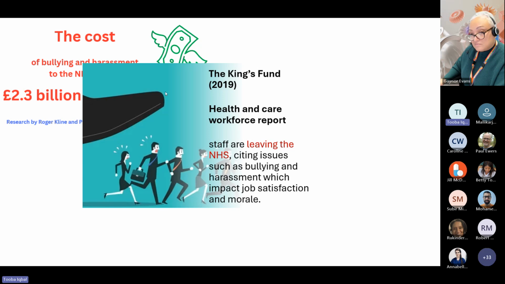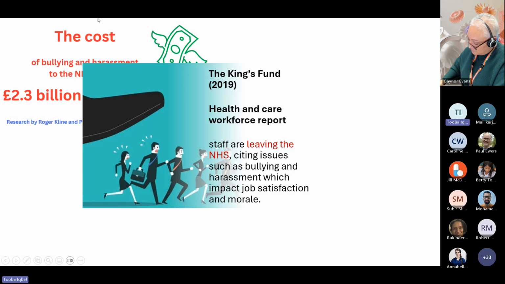The King's Fund in 2019, within their health and care workforce report, basically said that staff are leaving the NHS because of these incidents, because it impacts their job satisfaction and morale. And it very easily reflects the difficulty in staff retention within the different NHS trusts.